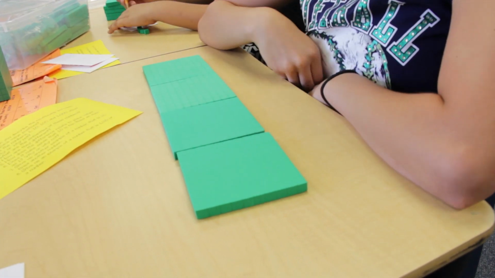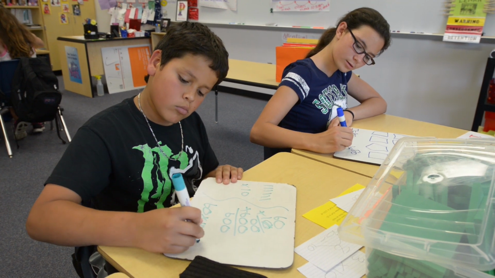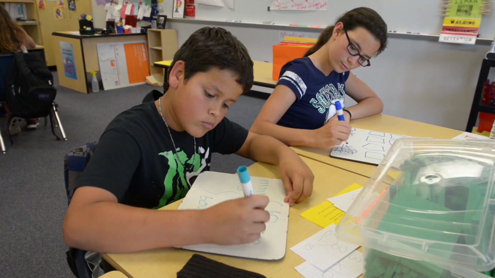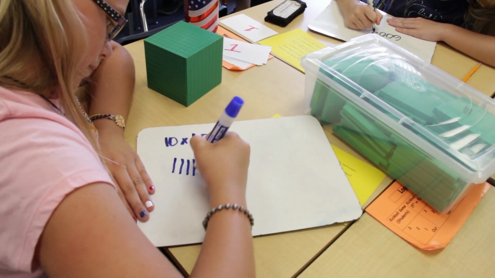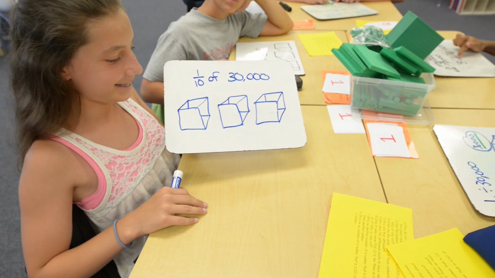When I felt like they were strong in using base 10 blocks, I moved a little bit away from the concrete, more to abstract thinking, by using dry erase boards and having them draw it, so they didn't have the manipulatives in front of them per se. And they were able to do the same thing. If I asked them to show me 1/10 of 700, they were able to draw that on their whiteboards, and that gave me a good understanding of who was grasping the concept and who maybe needed a little bit more support.